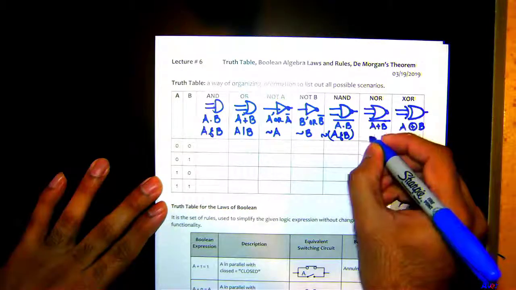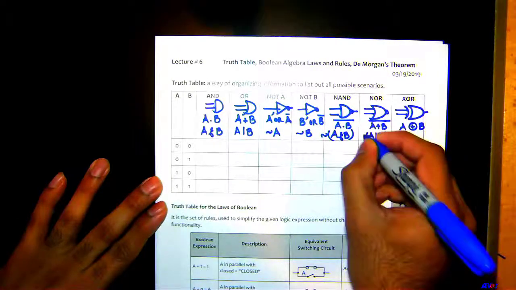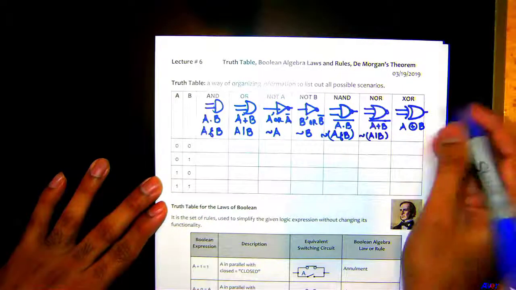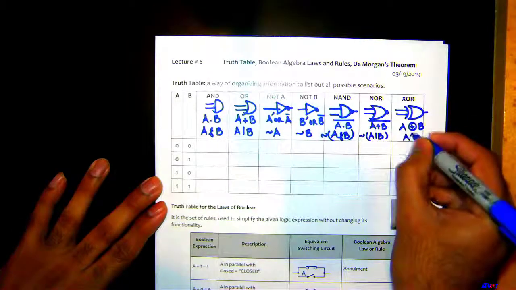NAND gate would be A ANDing with B, and then you have this tilde sign right here. A ORing with B, and because it's a NOR, so you got this tilde sign right here. And then A exclusive ORing with B is written as A hat B.